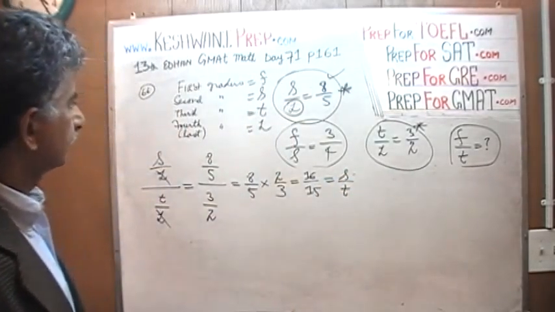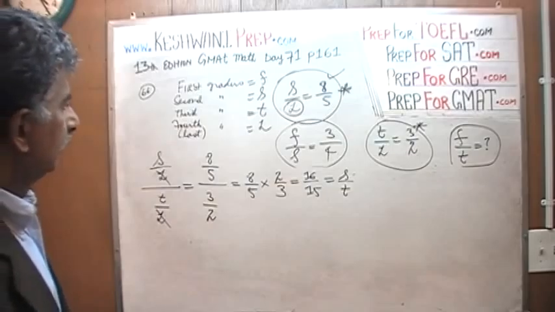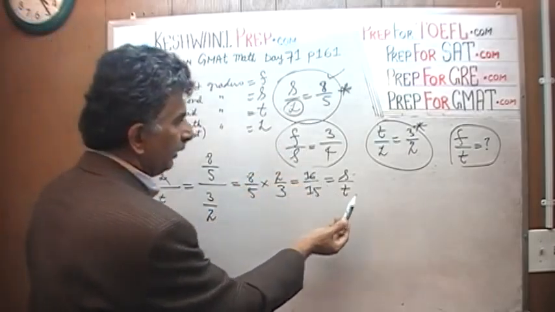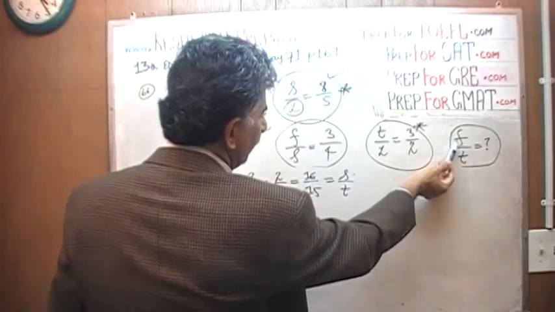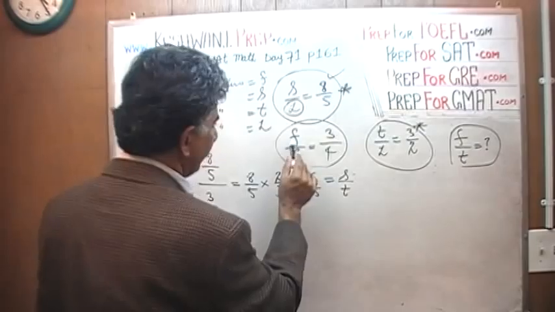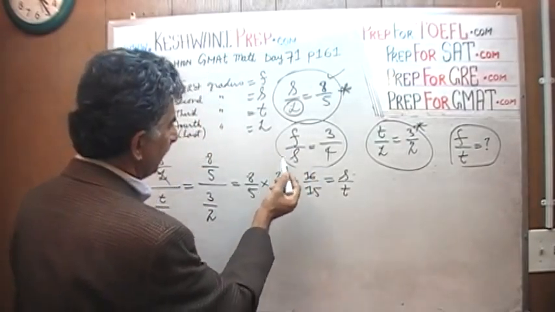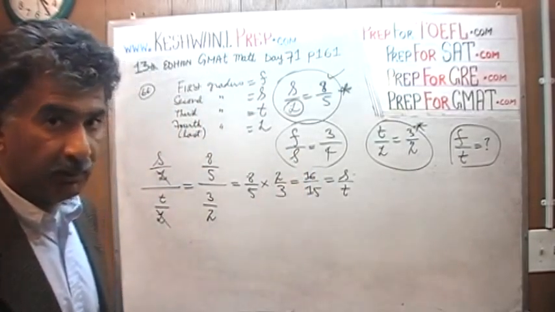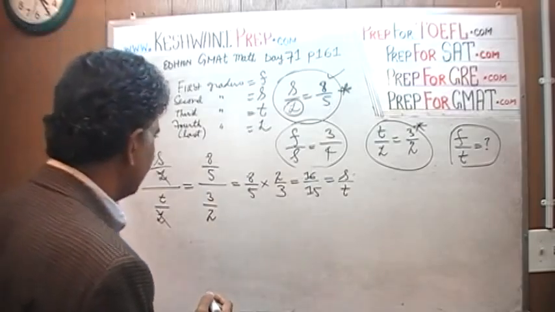Now what can we do? There you go. This one has F in it. We have the T, we have to look for something with the F in it. Something with the F is this guy. So you have to decide whether you want to multiply or divide. Here we're going to have to multiply. So let's do that here.